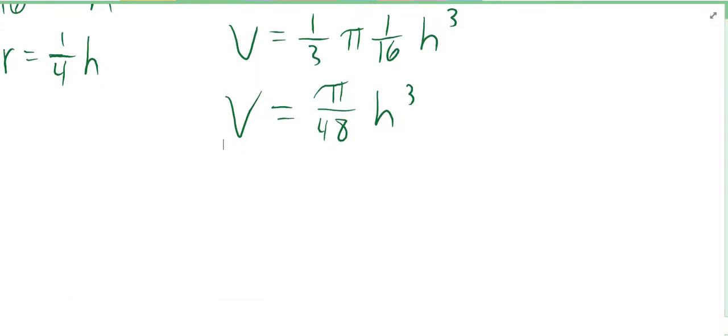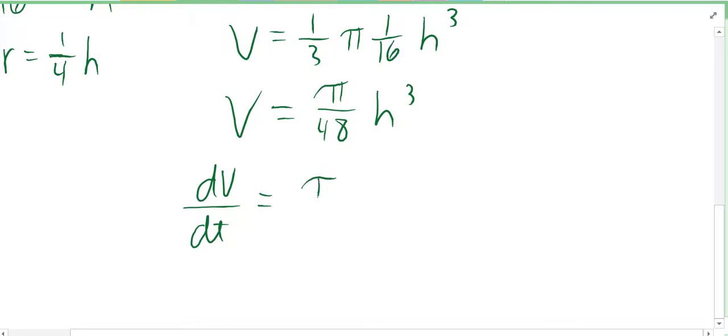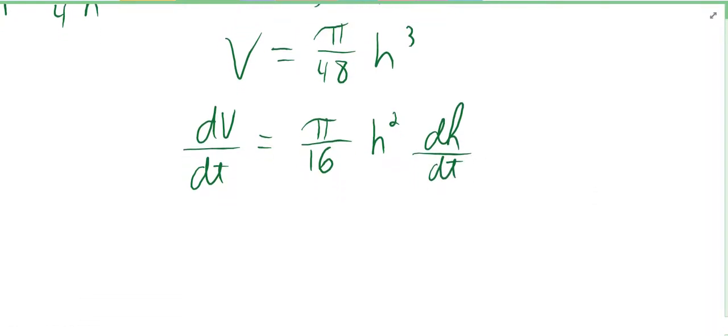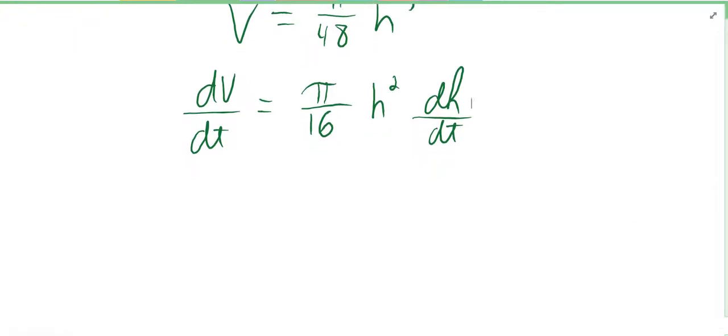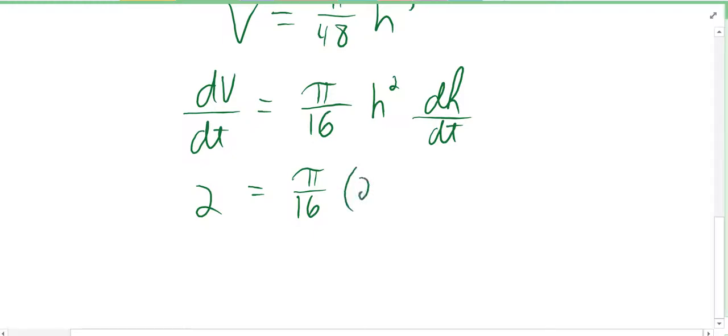So when we derive the left side, we're going to get dV/dt is equal to, we're going to multiply by 3, but that's going to cancel with the 48 and make a 16. And then we're going to have h squared dh/dt. Now we're just going to plug in everything we're supposed to know here. So dV/dt, they told us, was 2. Pi over 16 is just hanging out. They told us specifically how fast is the height changing when its depth is 5. So that means h is 5, which means h squared is 25. And then we're going to get dh/dt here.